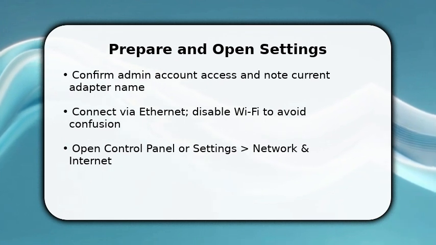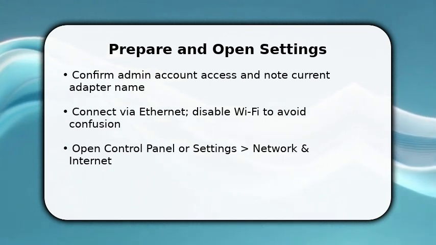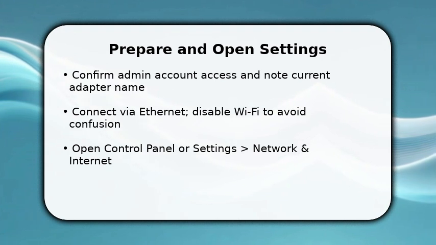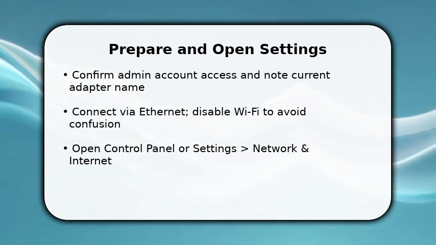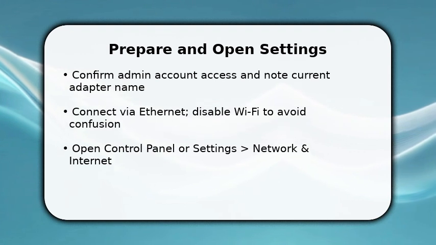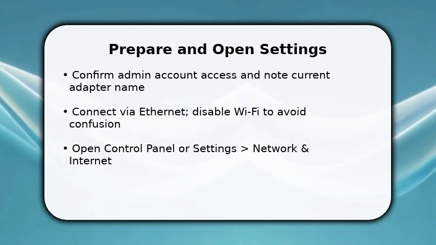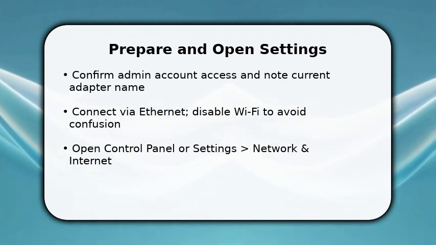Now open Settings or Control Panel and navigate to Network and Internet. You want to get directly to the list of adapters. Do not linger on general info screens. This avoids renaming the wrong connection. Make sure you can see the Ethernet adapter name and have at least one backup screenshot of current settings.